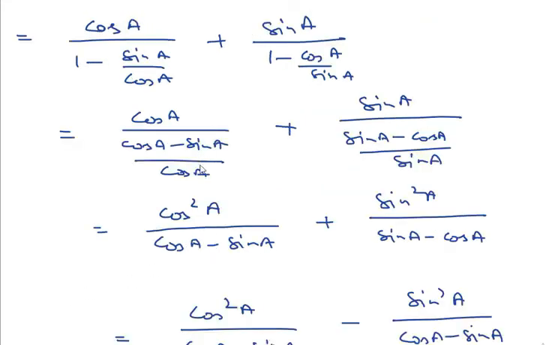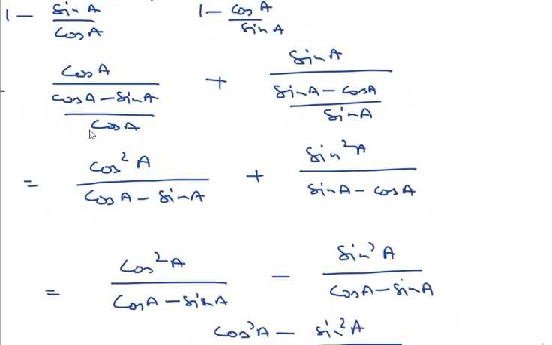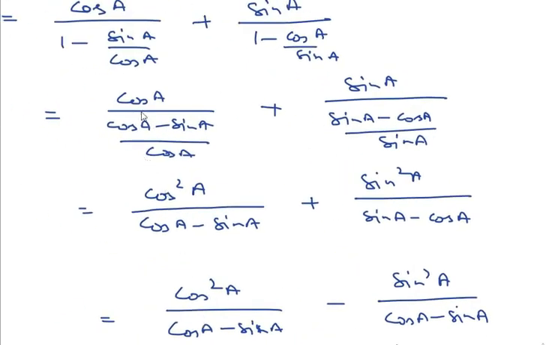So what I am going to do, I will simplify. First of all I will simplify the denominator of both the fractions, taking LCM: here cos A and here sin A. So I am simplifying this. I will take cos A over here and sin A over here. So multiplying, it will be cos square A upon cos A minus sin A, and sin square A upon sin A minus cos A.